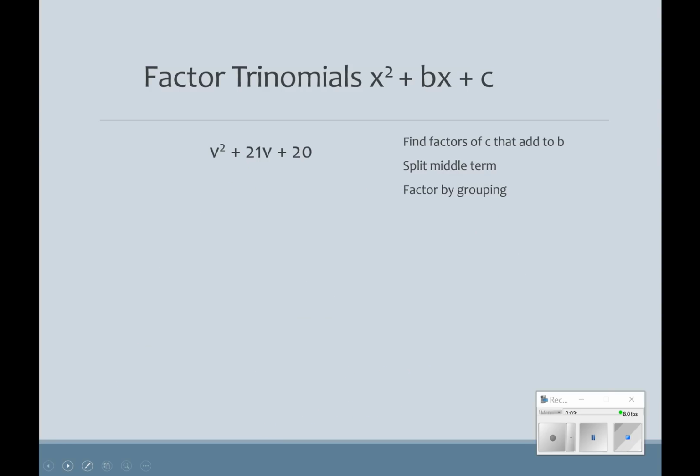All right, again, we want factors of 20 that add to 21. So we're going to multiply to 20 and add to 21. And 1 and 20, if I add them, that's going to give me 21 right off the bat. So if I split my middle term, v squared, and it doesn't matter which order I put it in, let's put the 20 first this time: plus 20v plus 1v plus 20.